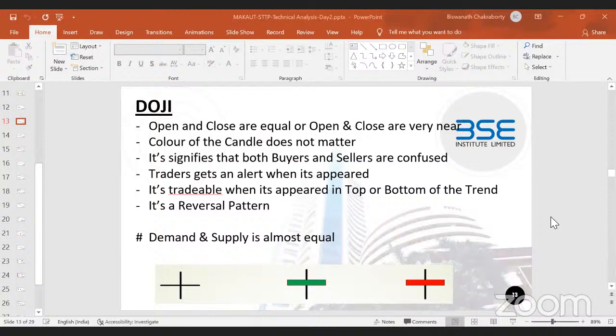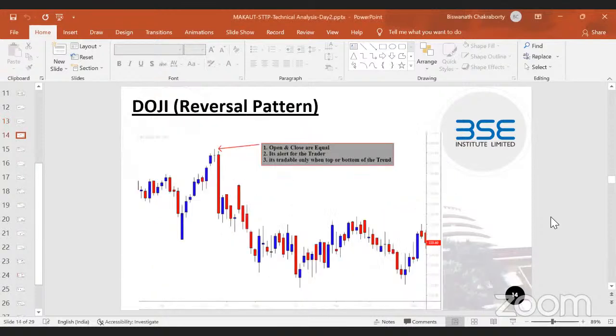Only the visuality part is a bit changed. So should I change Doji? Yes, because we discussed a lot in the last day's session on our OHLC, and this basically lies in our E category. So this is very, very important.